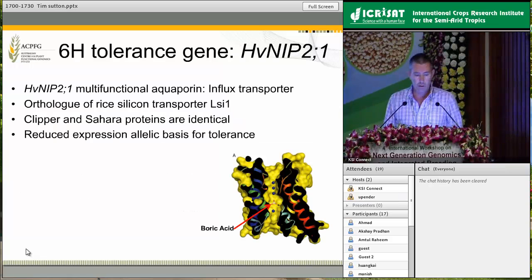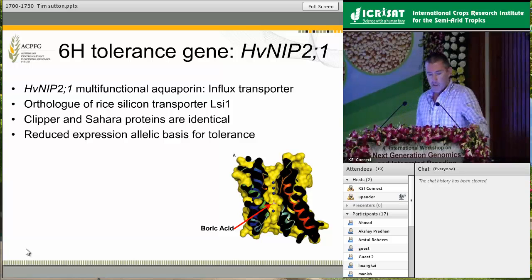Okay, so we also identified a gene on chromosome 6. And I'm not going to go into much detail about this. This is a similar approach using a map-based cloning effort. This is an influx transporter. It's part of the aquaporin family of transporters. It's actually an ortholog of the rice silicon transporter LSI1. In this case, the Clipper and Sahara proteins are identical. The basis for the allelic difference here is based on reduced expression in the tolerant genotypes, so there's less boron getting into the plant.